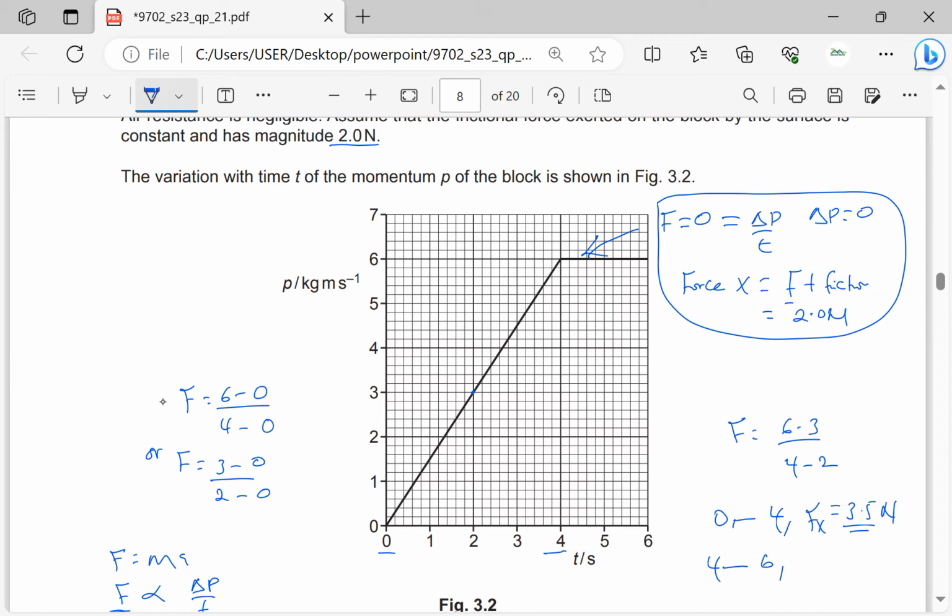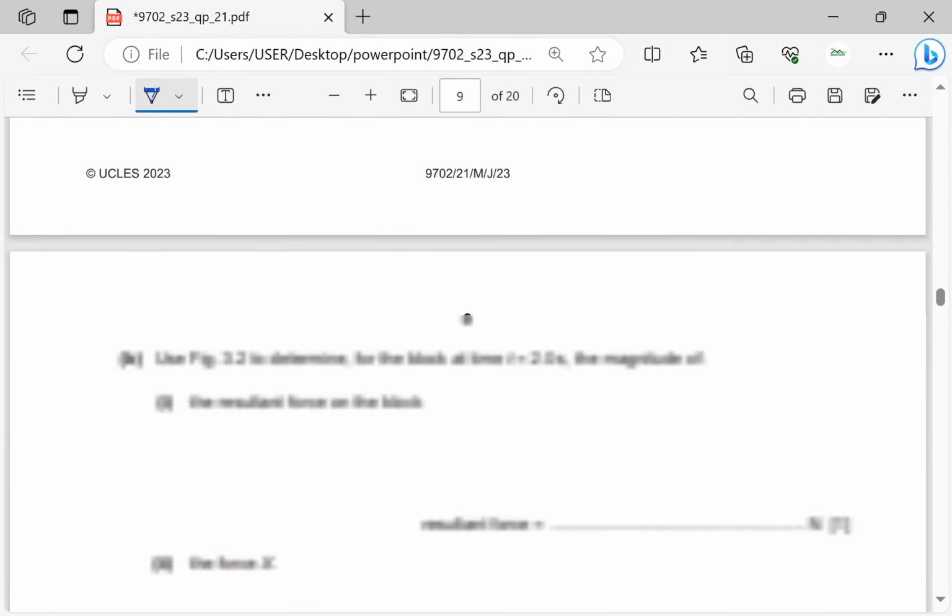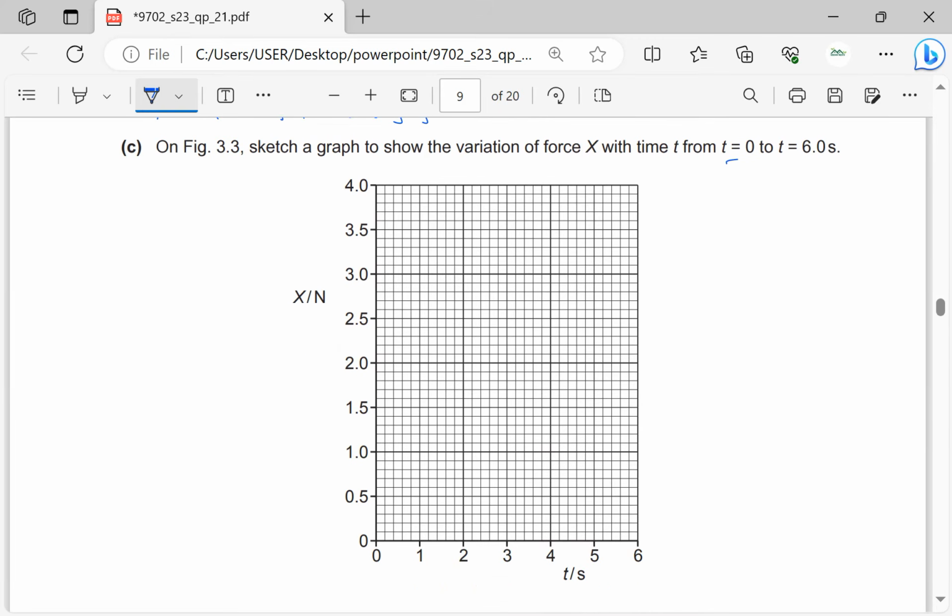For this part here, we have already seen the resultant force is constant, and it was 3.5. The resultant force was constant, so force X was 3.5 newtons. So let's just go back here and sketch.